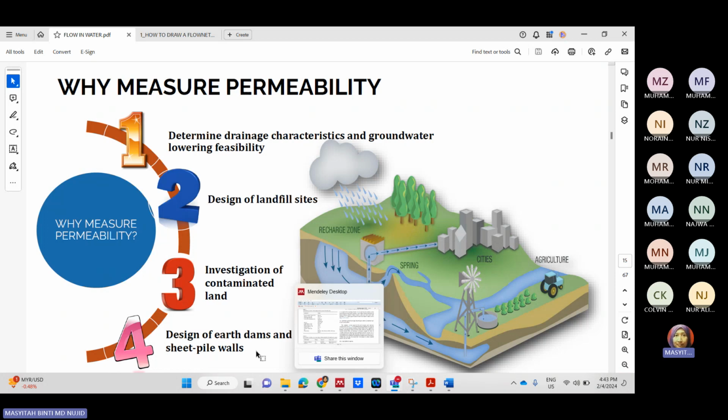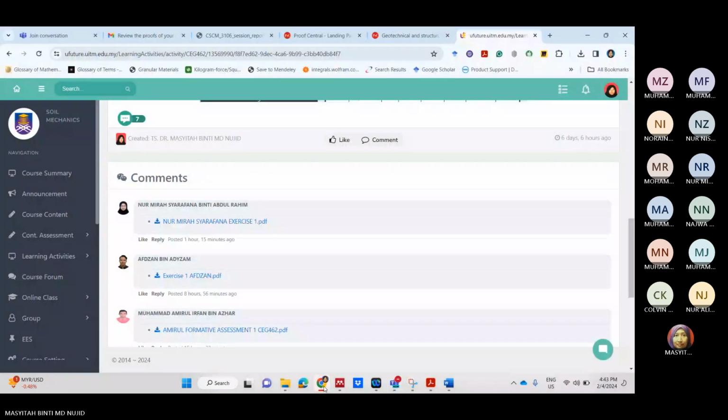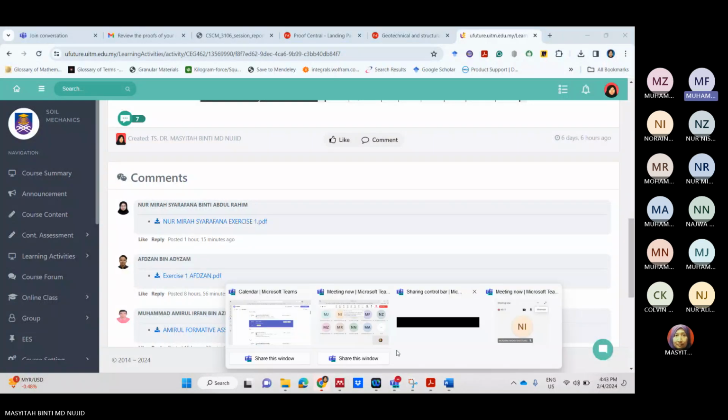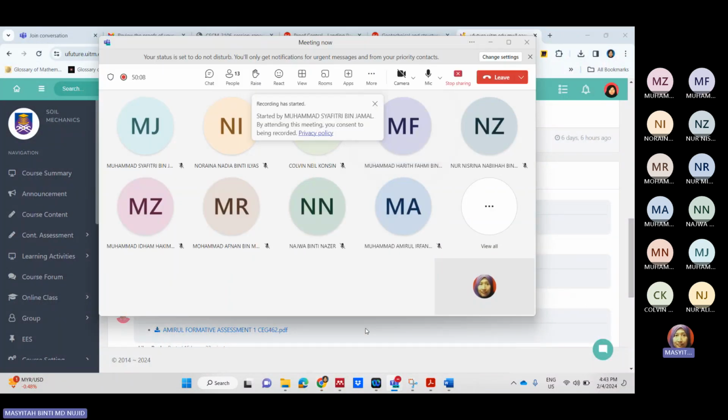So talking about earth dam ni siapa pernah pergi Timah Tasoh Lake? Ataupun dekat belah Penang ni kita ada tak dam? Apa fungsi dam kelas? Tahan air. Okay, selain daripada tu? Tenaga elektrik. Selain daripada tu?